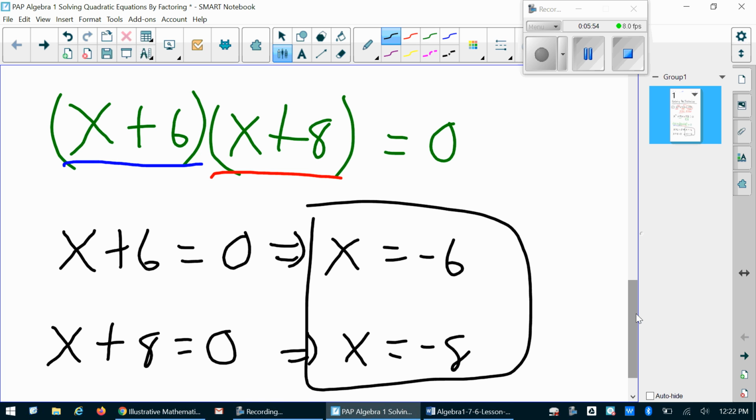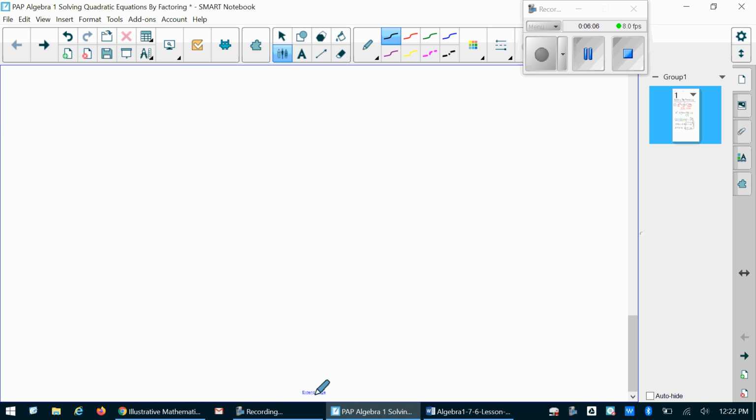Again, you can always check by taking these solutions and plugging them back into the original equation. And you should get a true statement for both. All right. Let's call this example 2.